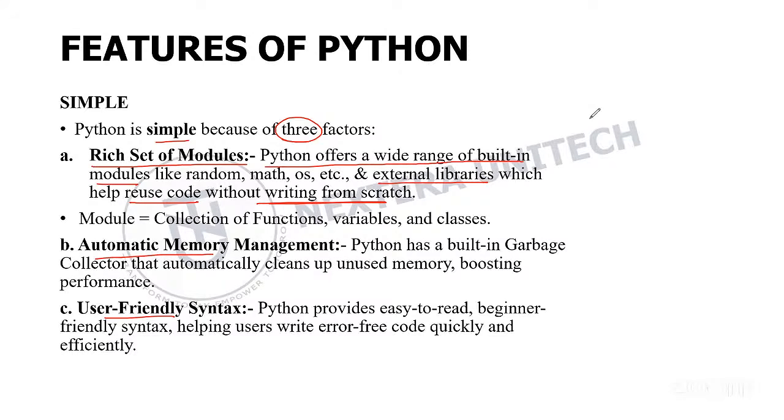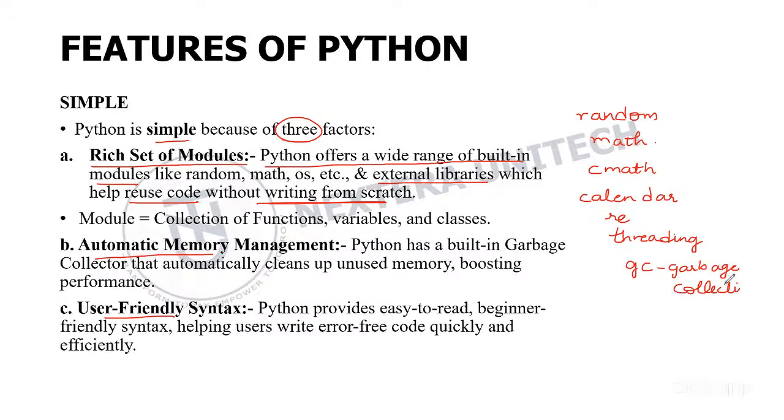Python gives us a number of built-in libraries like random for random number generation, math for mathematical operations, cmath for complex number math, calendar for performing date and calendar operations, re for regular expressions, threading for multi-threading, and gc, which is garbage collection. These are the built-in modules which Python gives us. And then we also have access to external libraries. A module is nothing but a collection of functions, variables, and classes.